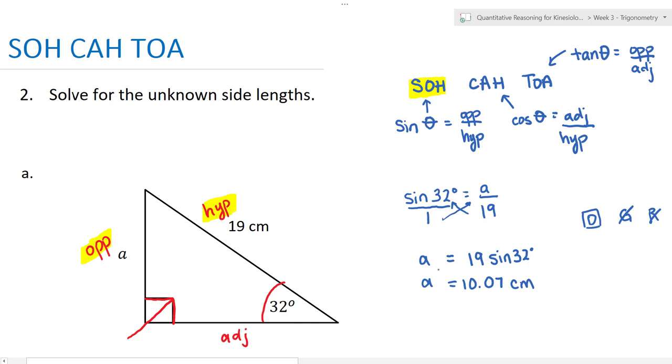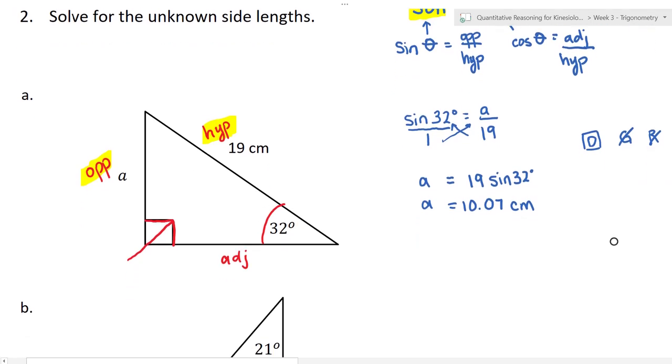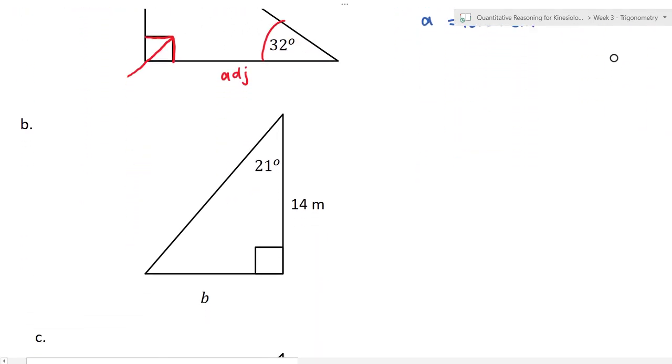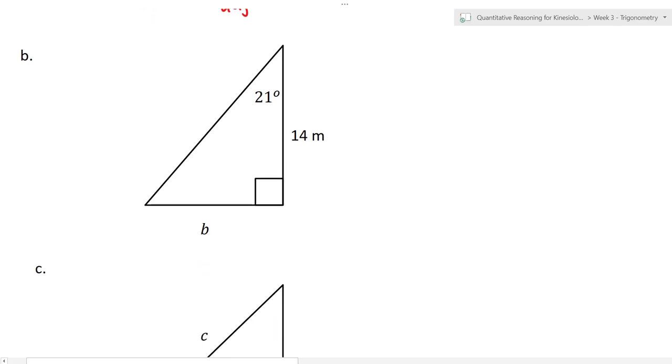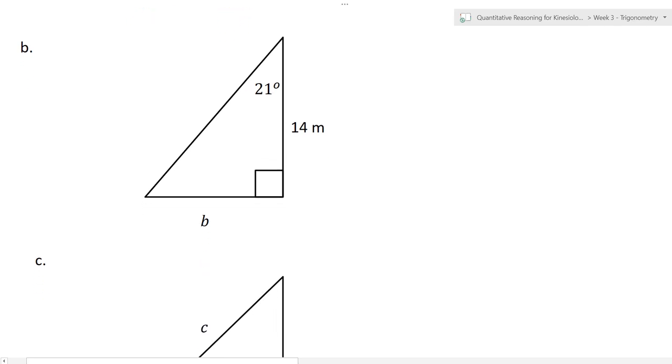Okay, and that's how to solve for an unknown side length when you know one side length and an angle. You would use SOH CAH TOA, as long as you have a right angle triangle, which is what we'll see in this course. If you feel good about this, you can continue on to B and C, pause the video, and then continue back with us when you're ready to go.